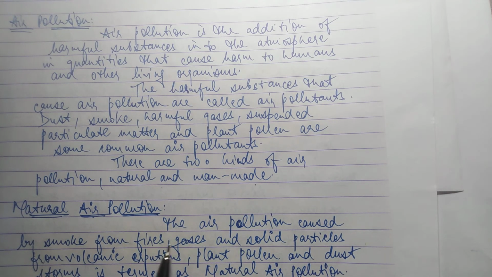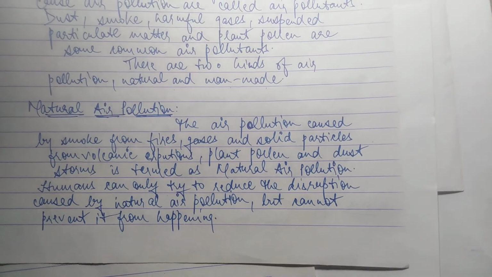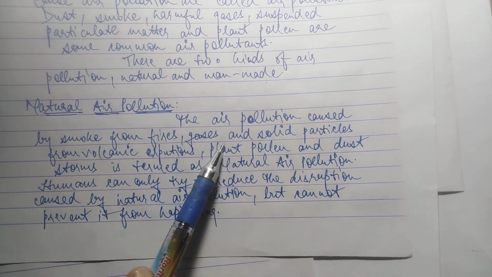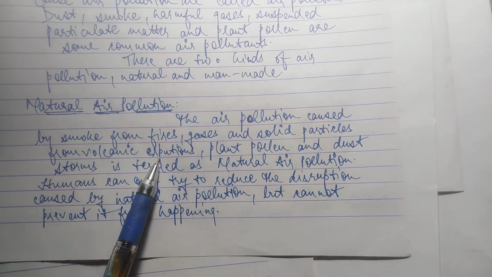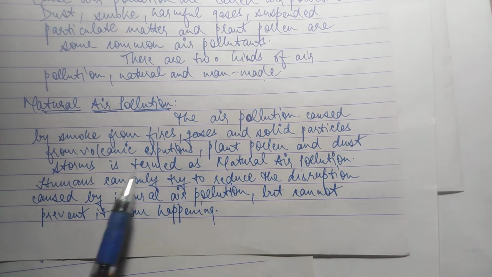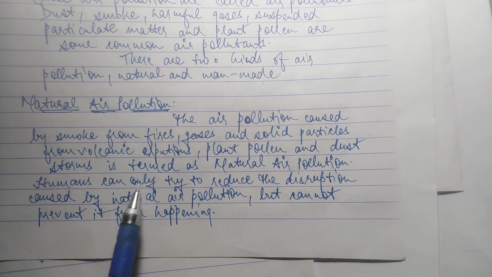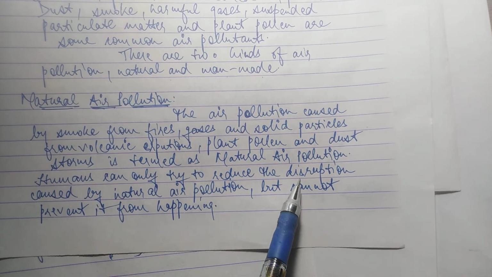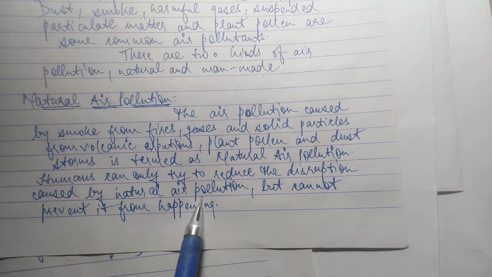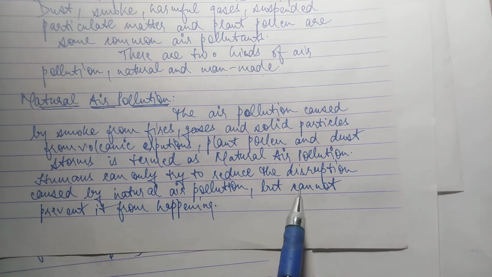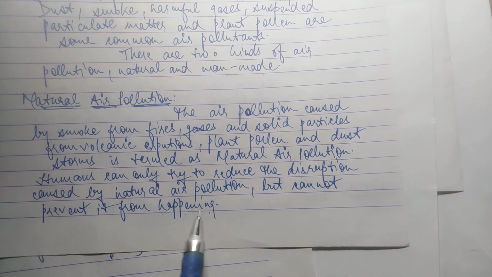अब नेचुरल क्या है? Air pollution caused by smoke from fires, gases and solid particles from volcanic eruptions, plant pollen and dust storms is termed as natural air pollution. Humans can only try to reduce the disruption caused by the natural air pollution. हम लोग कोशिश कर सकते हैं but cannot prevent it from happening.